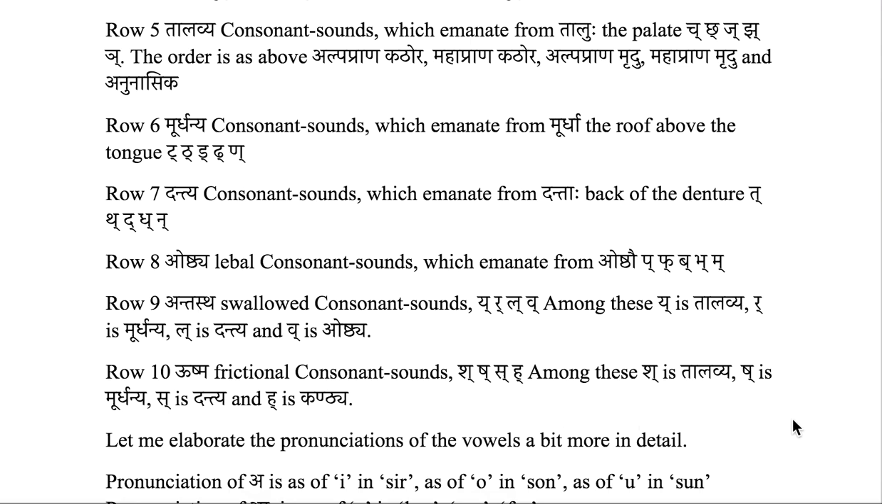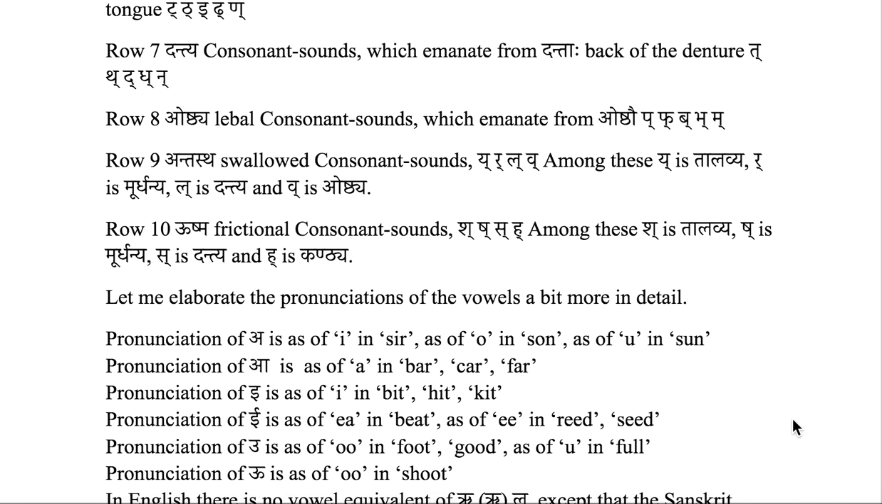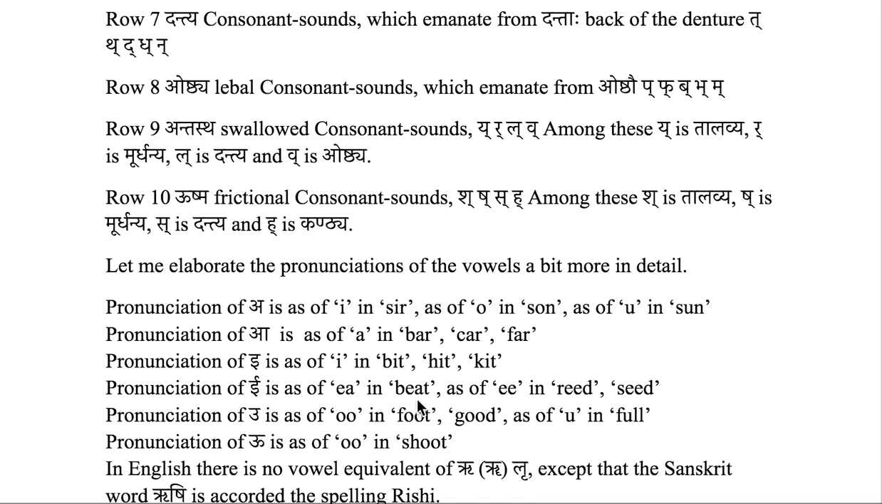Let me elaborate the pronunciations of the vowels a bit more in detail. Pronunciation of a is as of i in sir, as of o in son, as of u in sun. Pronunciation of ā is as of a in bar, car, far. Pronunciation of i is as of i in bit, hit, kit. Pronunciation of ī is as of ea in beat, as of ee in reed, seed.